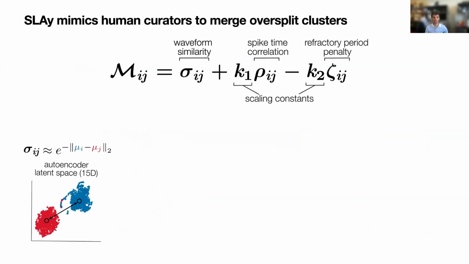Because we have this expressive waveform feature space from our autoencoder, we can essentially just use the distances in this latent space as an estimate of how similar the waveforms of the units are. So that makes up the first waveform similarity metric.